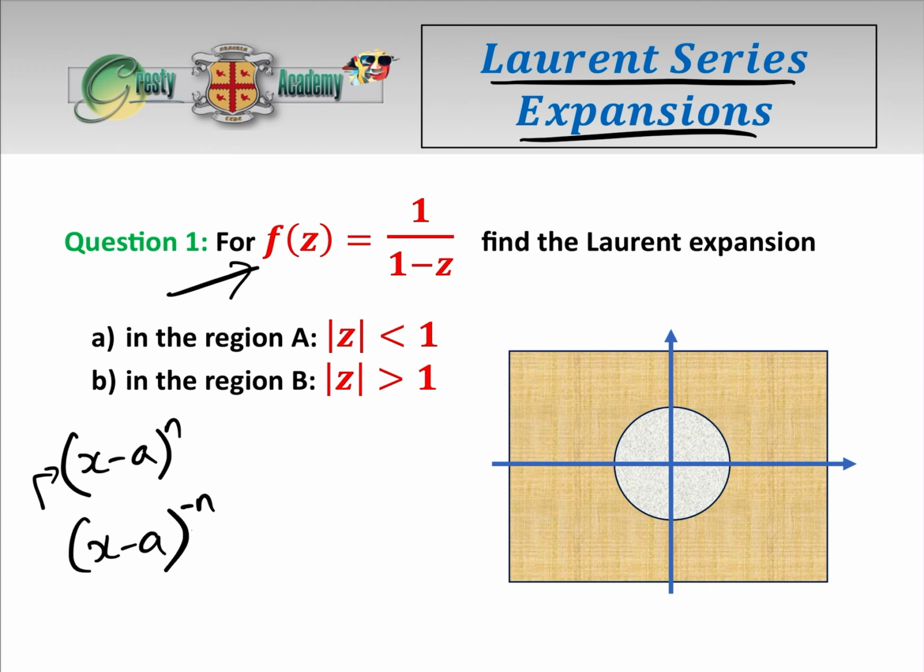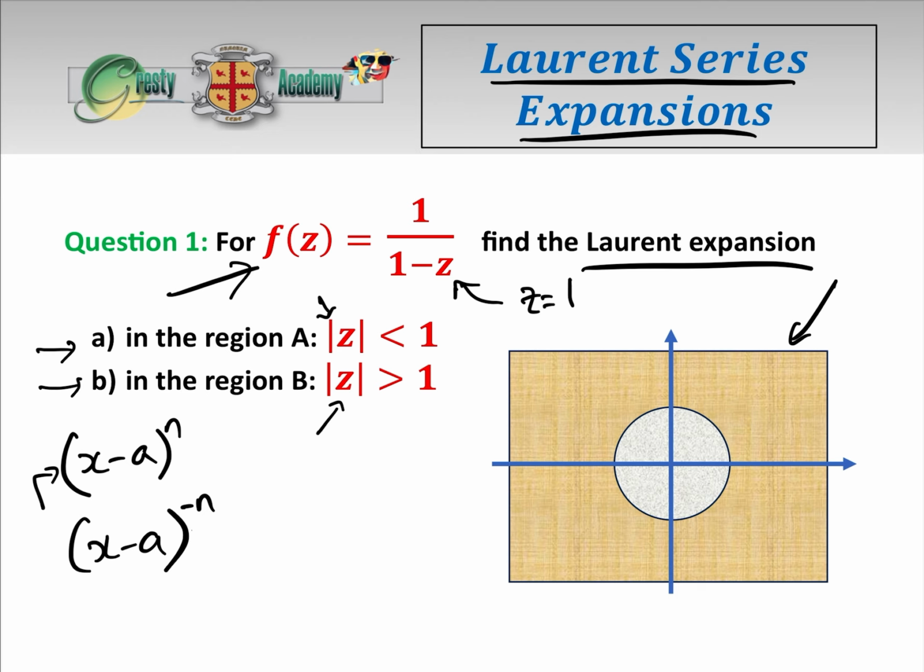So question number one, we've got f of z equals 1 over 1 minus z, and we need to find the Laurent expansion (a) in the region mod z less than 1 and (b) in the region mod z greater than 1. Okay, so let's just have a look at this little diagram here. Now, in our function there is a singularity at z equals 1, but neither of these regions actually includes z equals 1, and therefore both of the regions are analytic, and therefore we can do the expansions about them. That's the first thing.